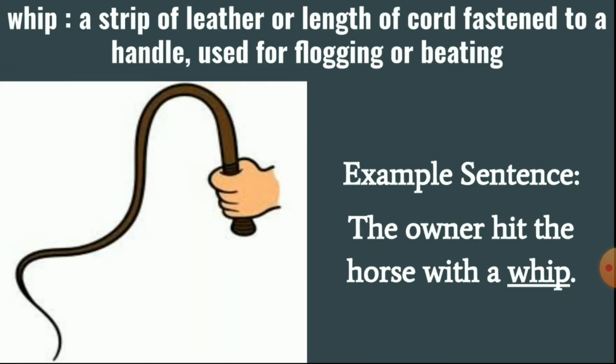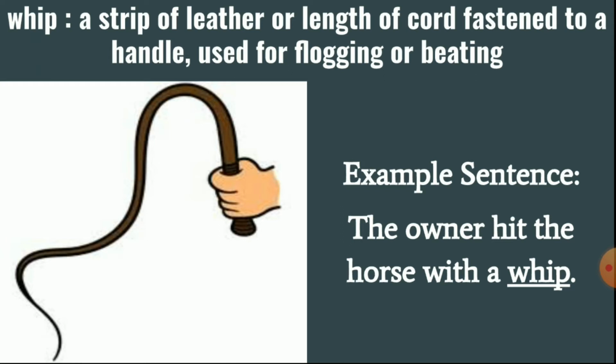Whip. Whip means a strip of leather or length of cord fastened to a handle used for flogging or beating. Okay, in simple words, it is called a hunter. It is a very long thing made up of leather, so that when somebody is beaten with this, it hurts so much. If you want to use the word whip in a sentence, you can use it like, the owner hit the horse with a whip.